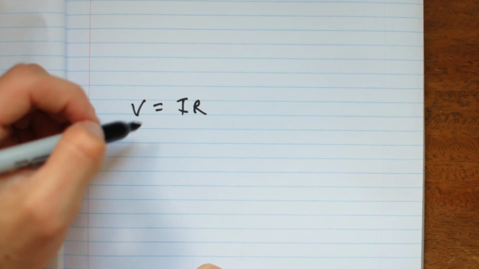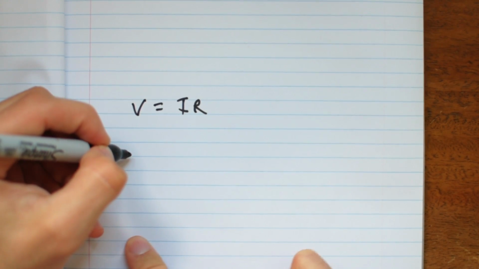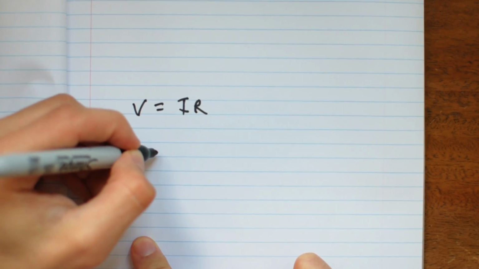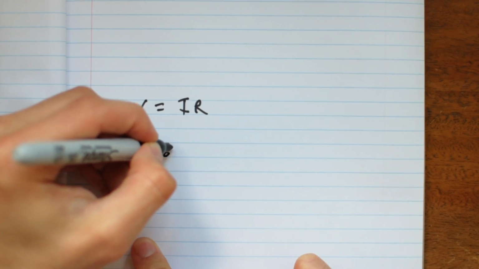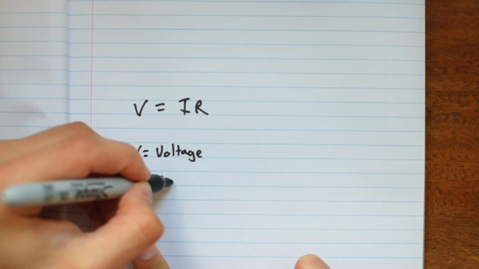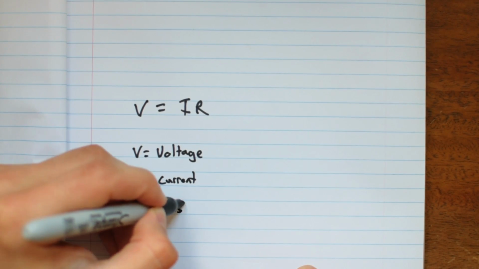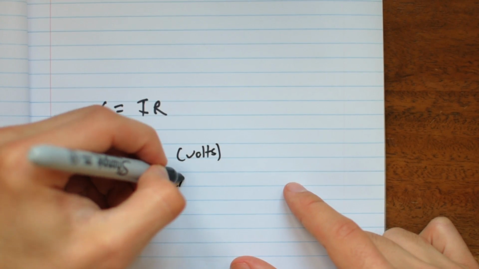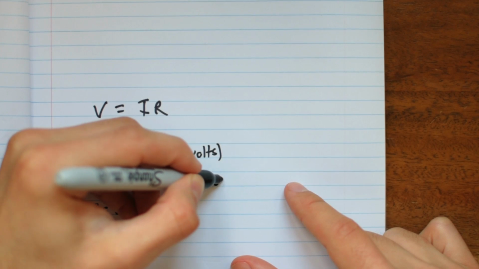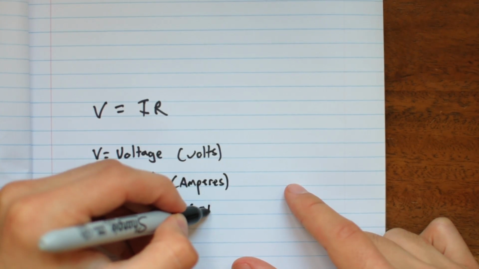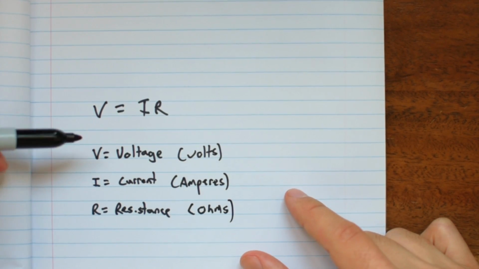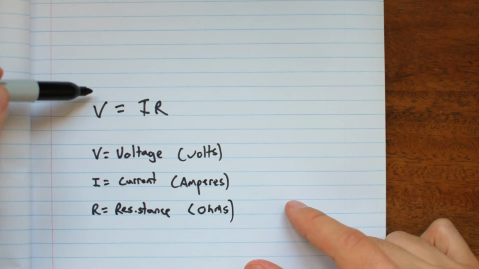So Ohm's law just states that the voltage of a circuit is equal to the current multiplied by the resistance, and this is given by the formula V equals IR. In this case, V is the voltage, I is the current of the circuit, and R is the resistance. Voltage is measured in volts. The current is measured in this unit called amperes, and the resistance is measured in this funky unit called ohms. So that's the three different variables that are used in Ohm's law.